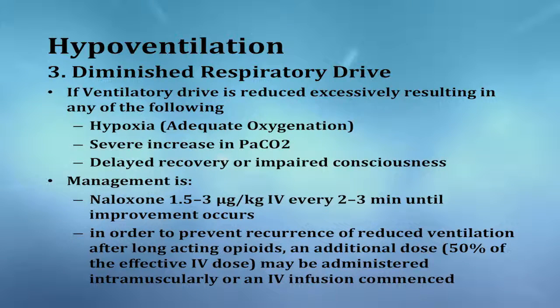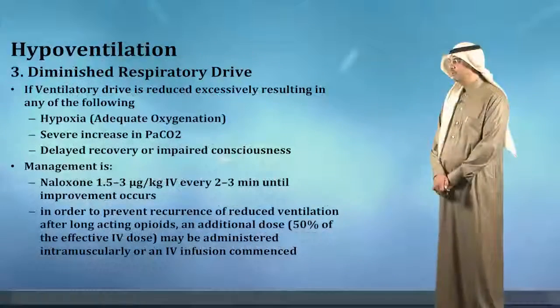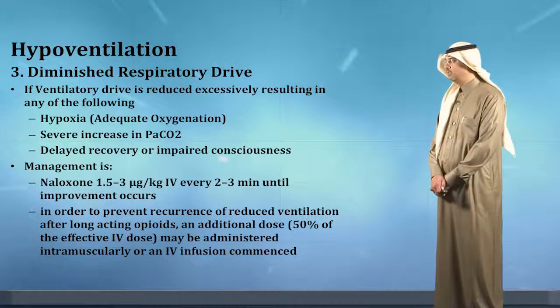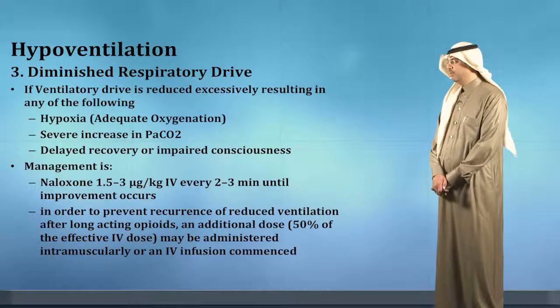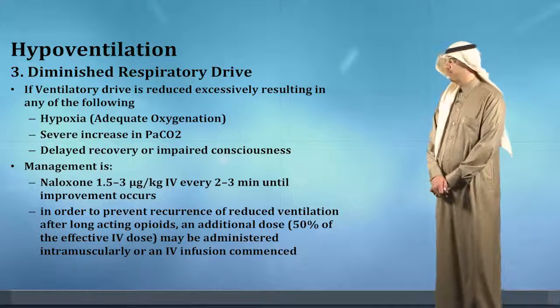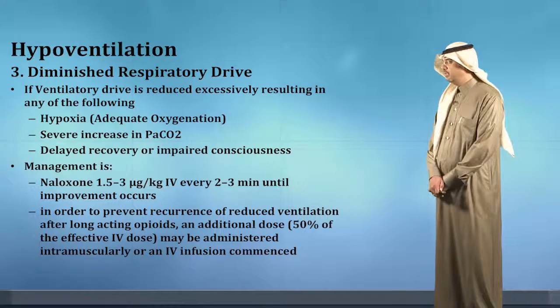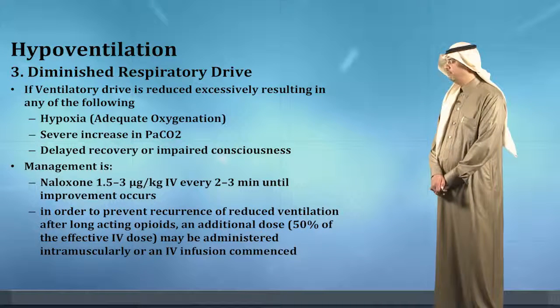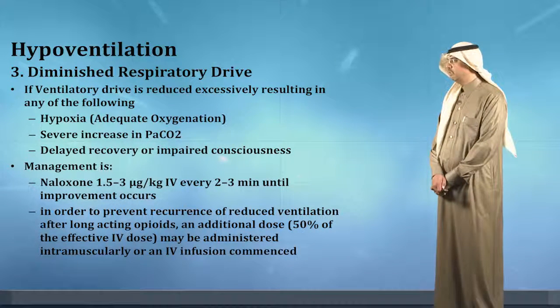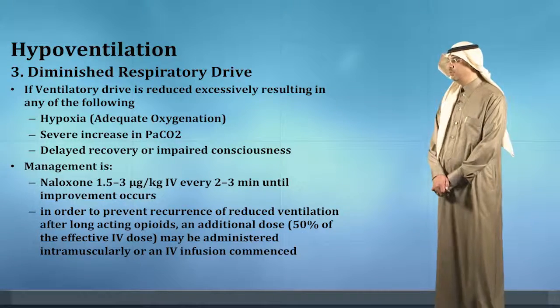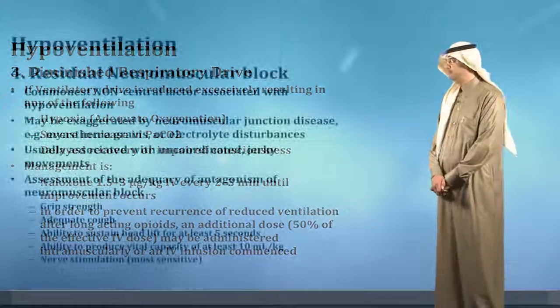Naloxone can be given at a rate of 1.5 to 3 microgram per kilogram IV and can be repeated every 2 to 3 minutes until improvement occurs. In order to prevent this from happening, it can be repeated at 50% of the effective IV dose and may be administered intramuscularly or in an IV infusion fashion.